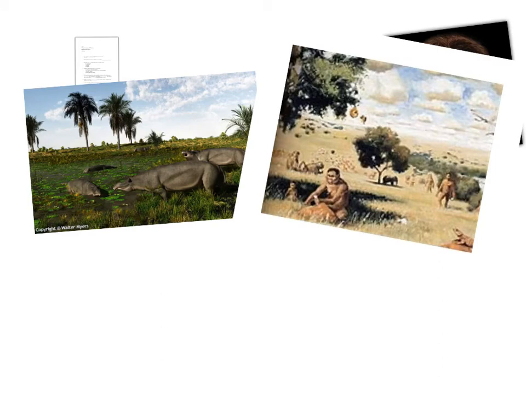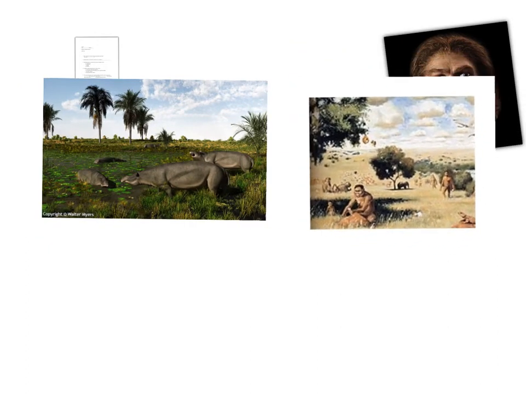So to answer this question, because of the formation of the Isthmus of Panama, Africa was a giant forest. It's going to change into a swamp and more of a savanna that we see.